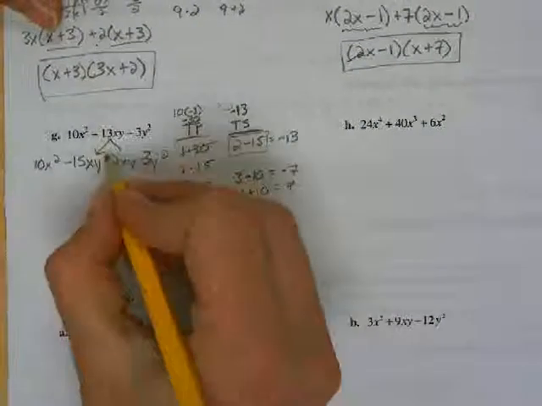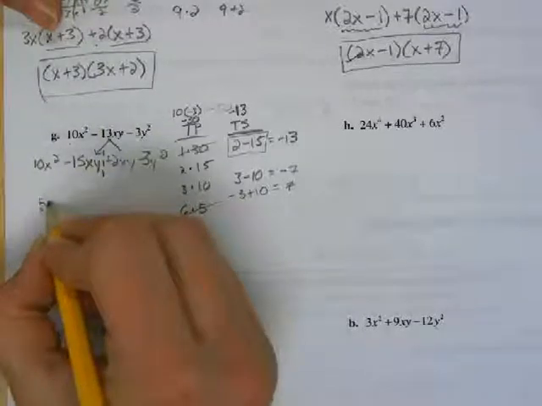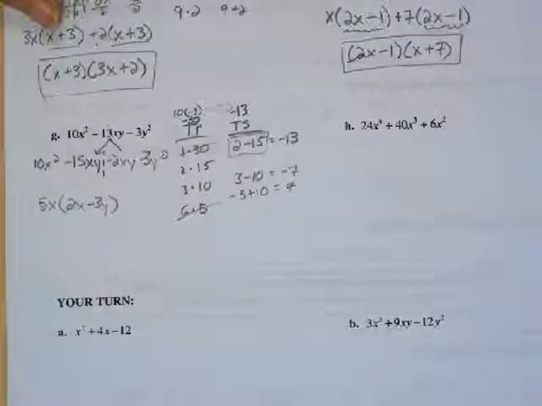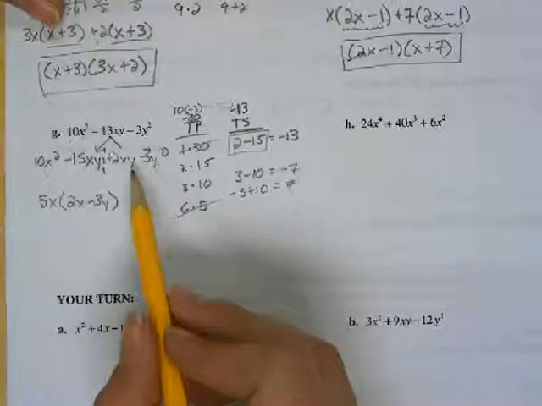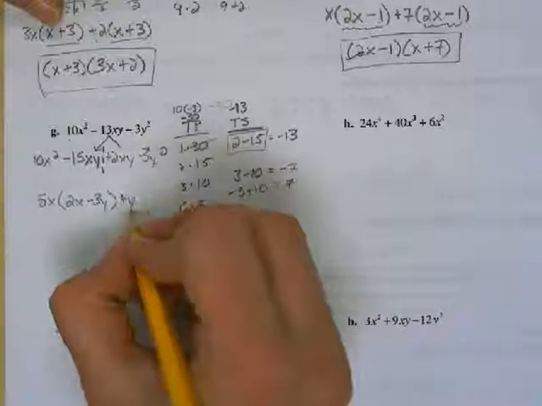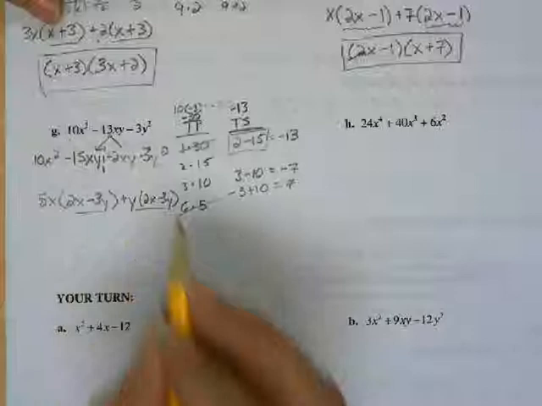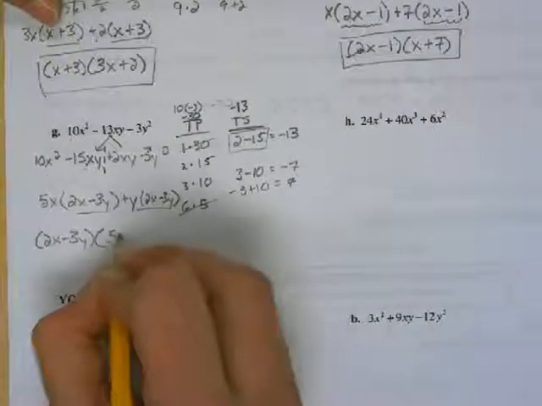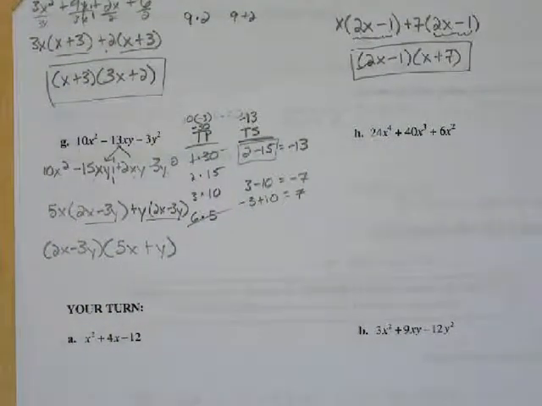Factor by grouping. Here, my GCF is a 5x. Take that out. Left with 2x minus 3y. Notice that this kind of looks like it already. 2xy minus 3y squared. The only thing I'm missing is that I've got an extra y in there. So we're going to take that out. 2x minus 3y. What do you know? Those two things match up perfect. 2x minus 3y times 5x plus y.